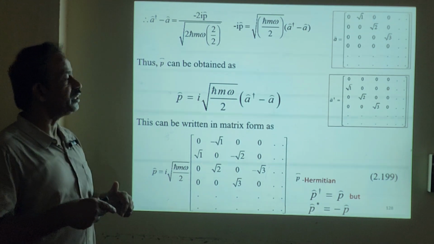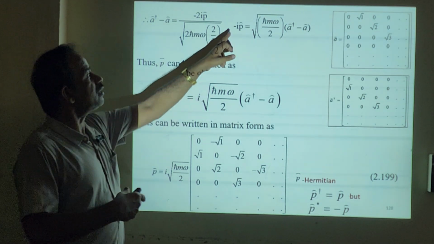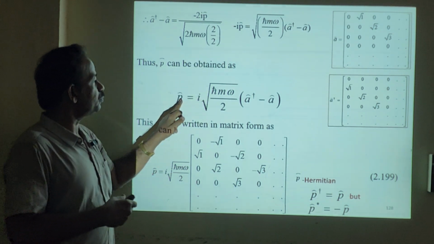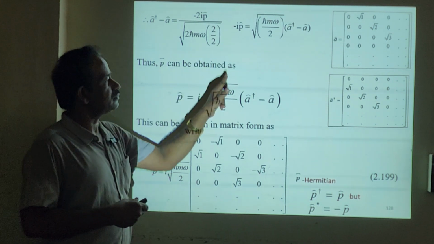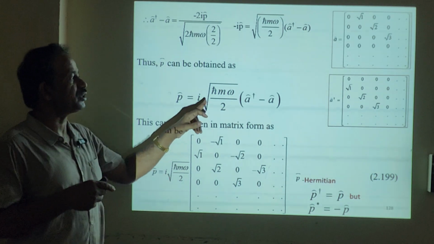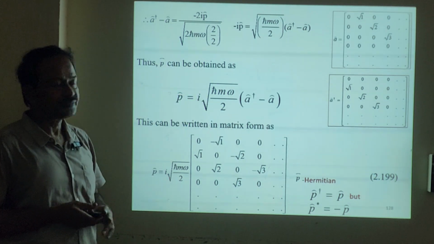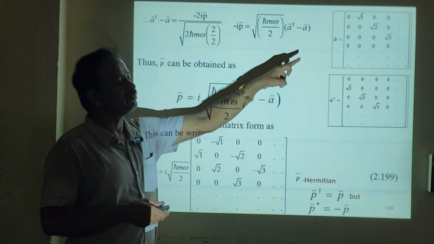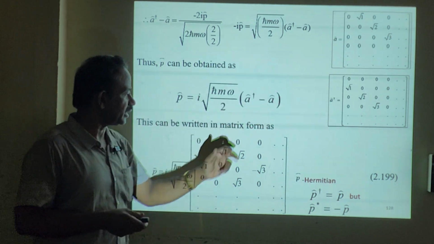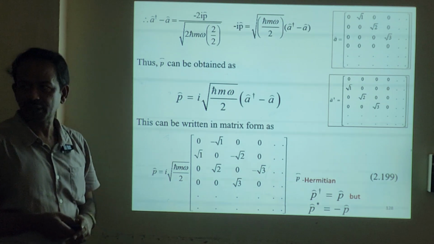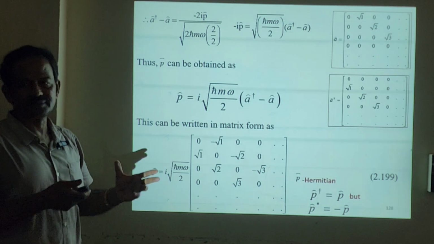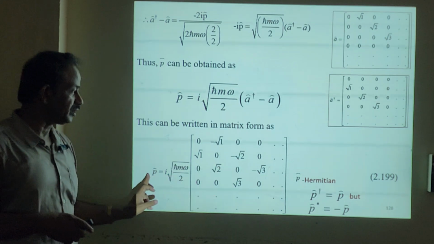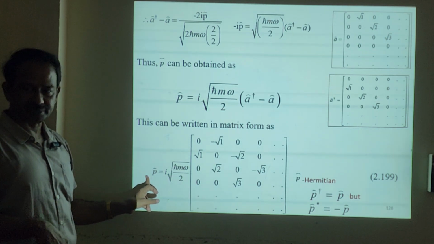Multiply on both sides by i, or multiply and divide by i, will give you p equals i times root of h cross m omega by 2, a dagger minus a. And of course a dagger is given by this matrix element, a is given by this matrix. You just subtract, that will give you this. Okay, very simple. Now this is a complete expression for your matrix element of momentum p.